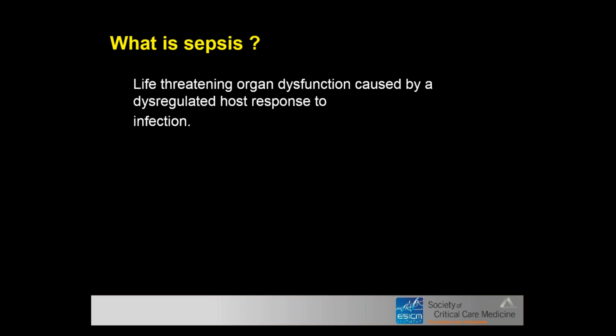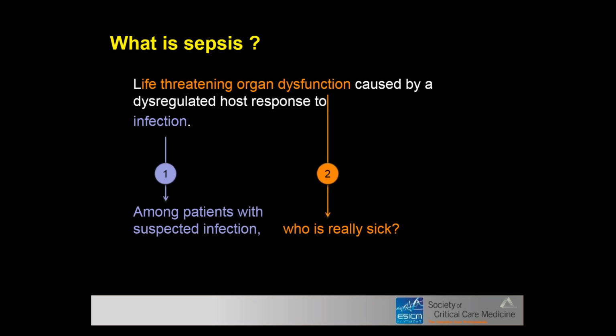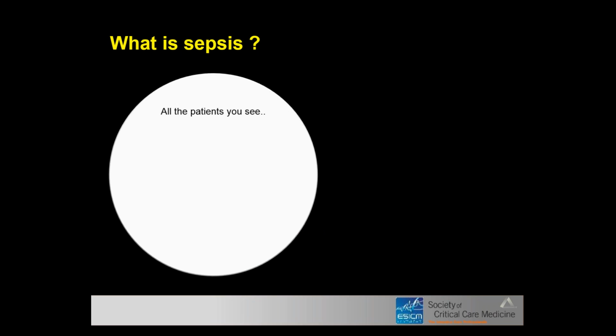When we say that sepsis is life-threatening organ dysfunction caused by a dysregulated host response to infection, we start out by looking in a large clinical data set at those patients who have suspected infection and attempt to identify as a surrogate for life-threatening organ dysfunction those patients who are really sick.